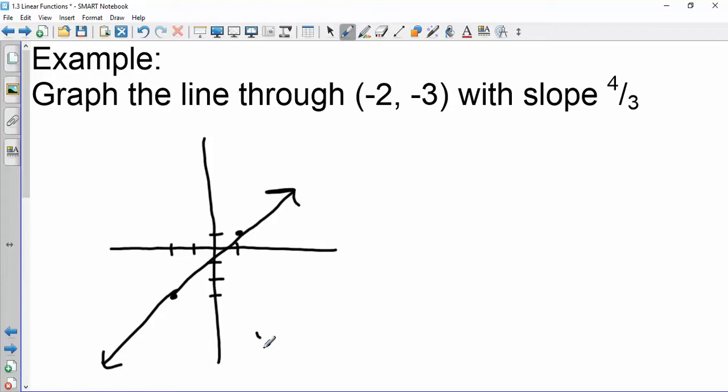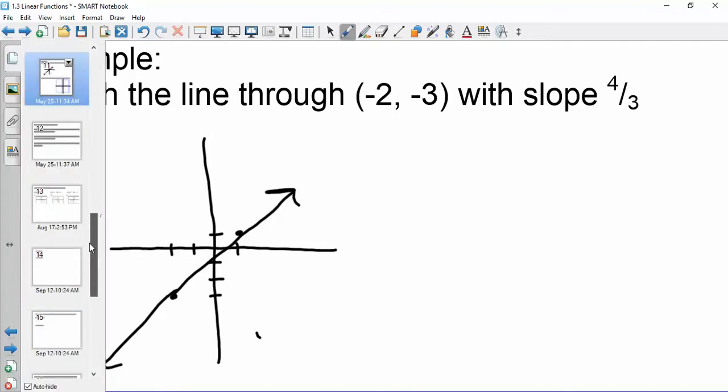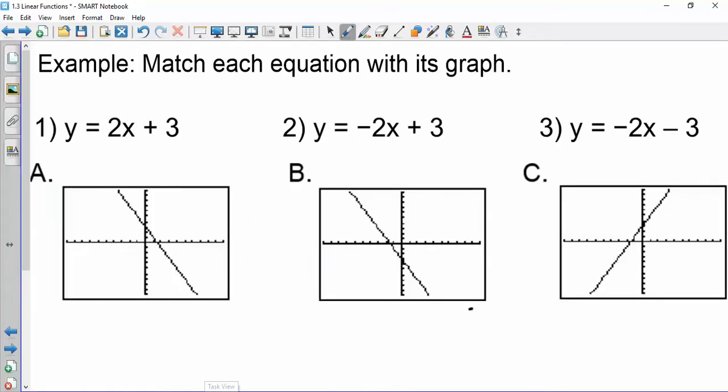Are we good with the graphing? Do we need more practice with this? Good with that? Okay. I didn't realize we didn't have to find the b. Oh, we're not going to write the equations today. We will soon. But today we're just practicing all the different properties of it.